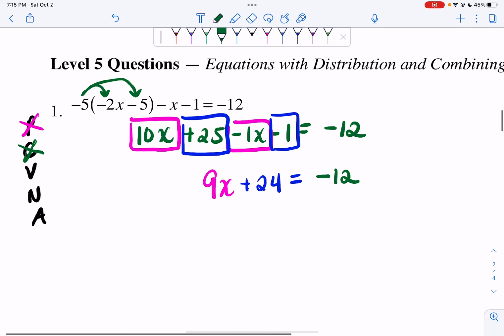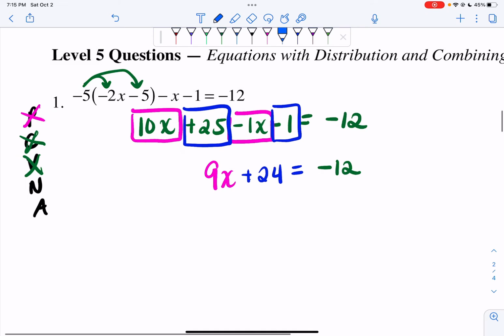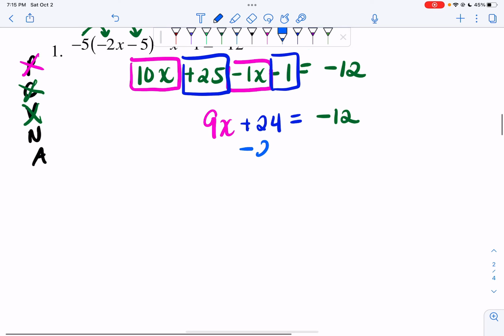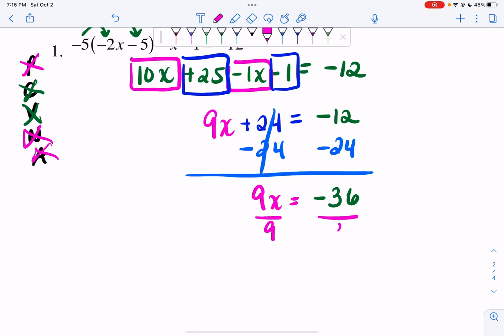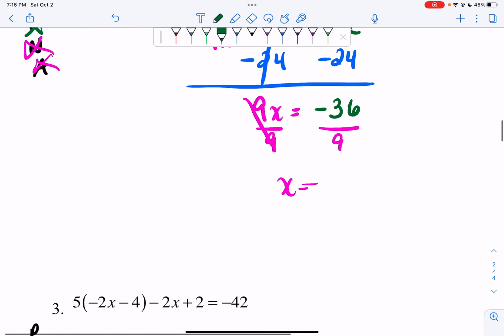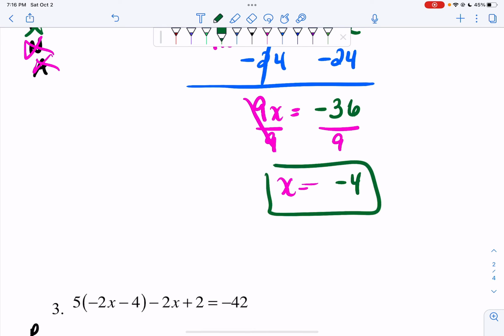So combined like terms, variables are on one side. I now need to move my numbers. So I need to ask myself, how do I get rid of that plus 24? I subtract 24 from both sides of my equation. So they cancel, so I get 9x equals negative 12 minus 24 is negative 36. And then I simply get rid of that 9 by dividing. Divide, so I get x is equal to negative 36 divided by negative 9. Negative 36 divided by 9 is negative 4. And that's your final answer.